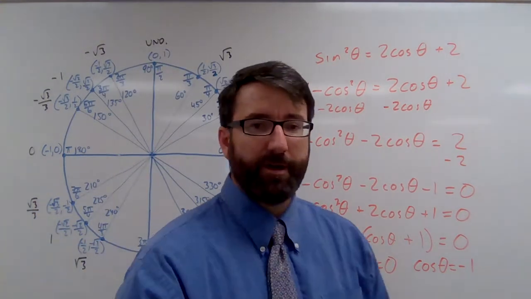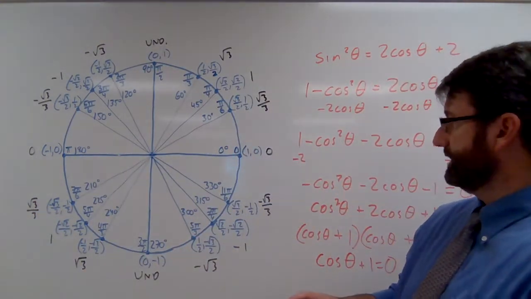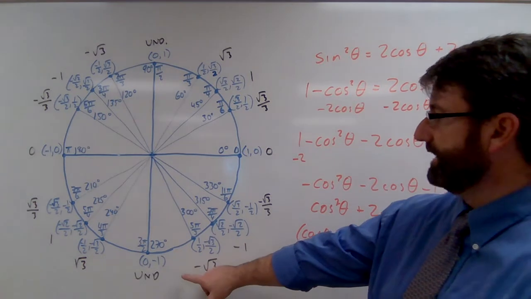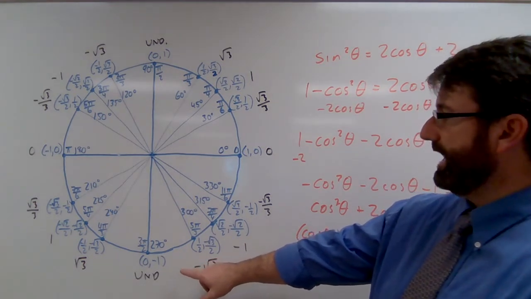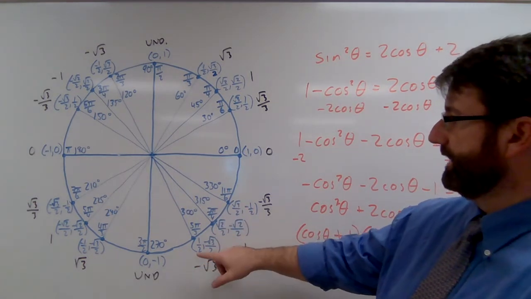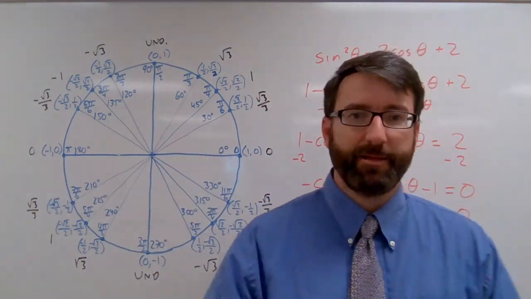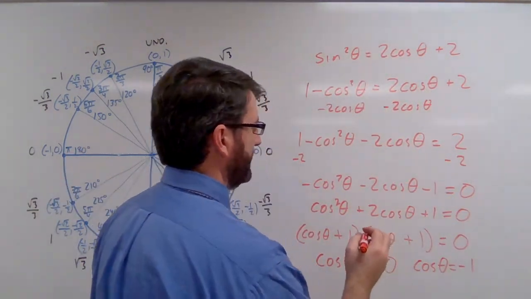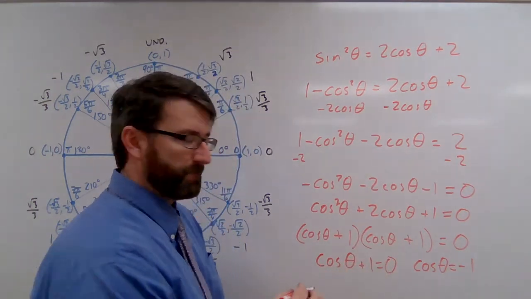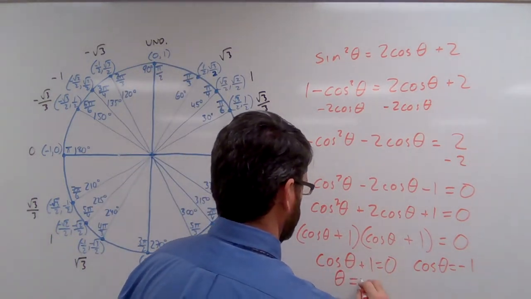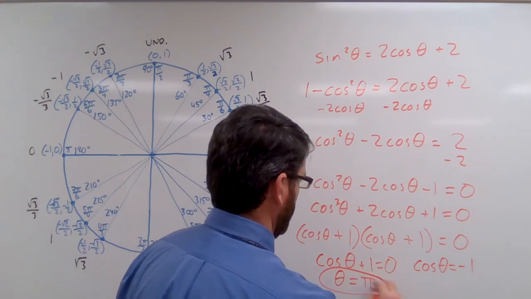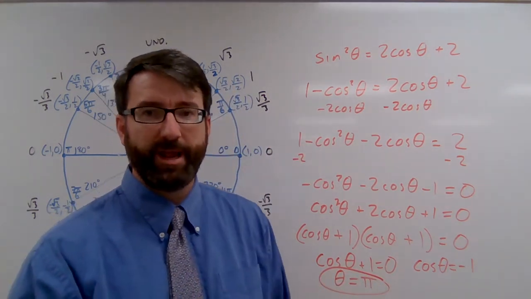And now we look on our unit circle to see where cosine theta is equal to negative 1. So cosine is negative 1 here at pi. So our answer is going to be that theta is equal to pi. That's just one answer on this one.